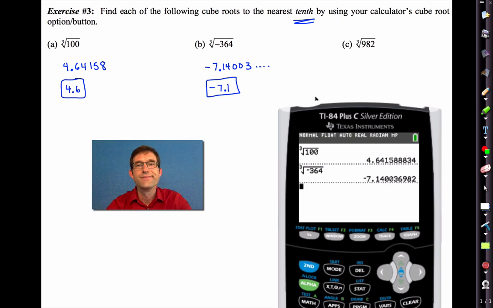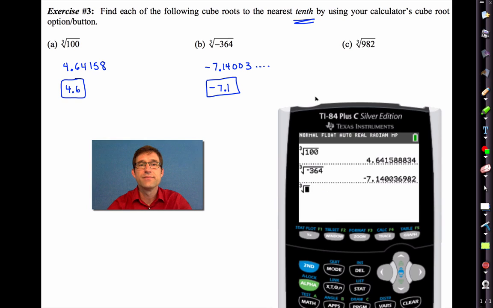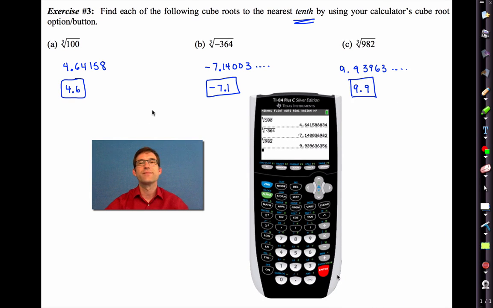Let's do one more. Let's go back into the math menu, go down to the cubed root option again, hit enter, and type in 982. Hit enter. And what do we have? 9.93963, etc. So 9.9.